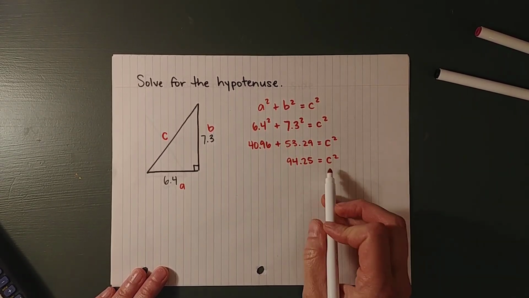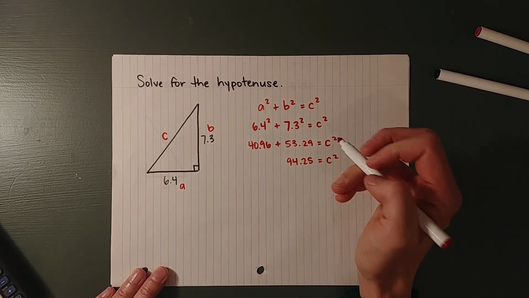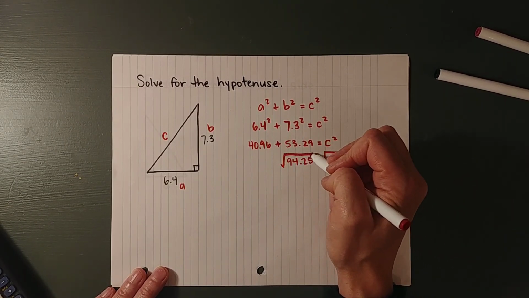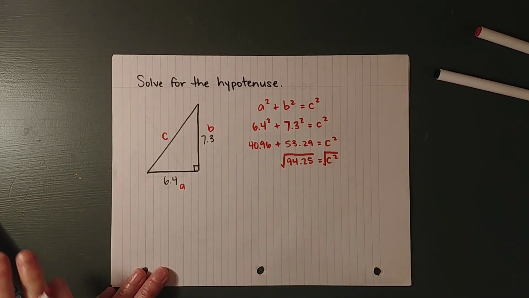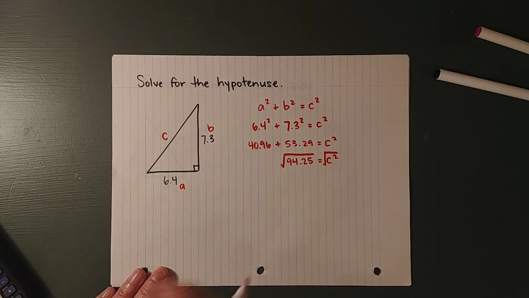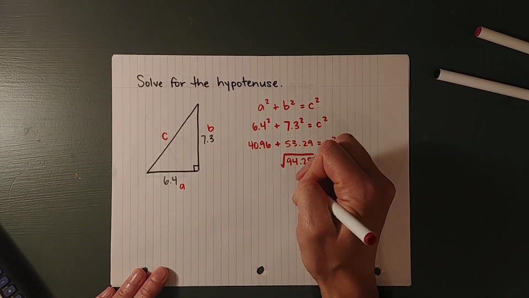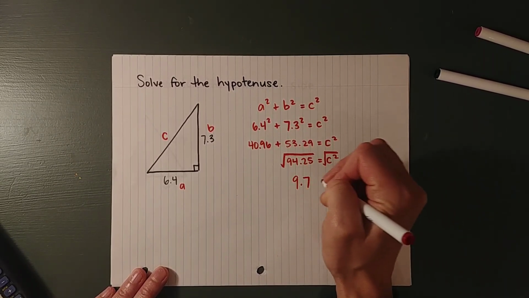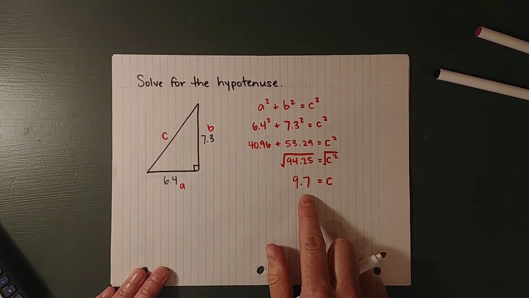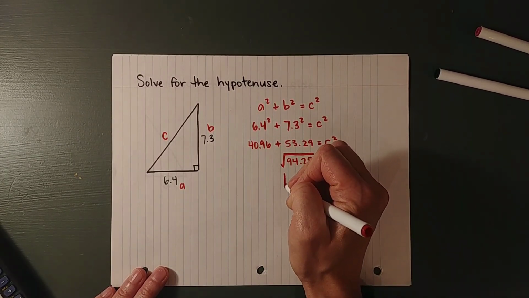And our final step, because we don't want to know what c squared is equal to, we want to know just what c is equal to. We do the square root of both sides, and the square root of 94.25 is equal to 9.7. It's actually 9.7082439919, but we're going to round it to just one decimal place. And that would be our final answer.